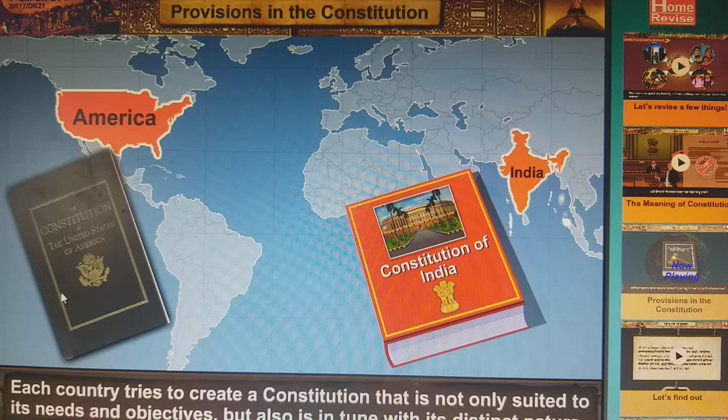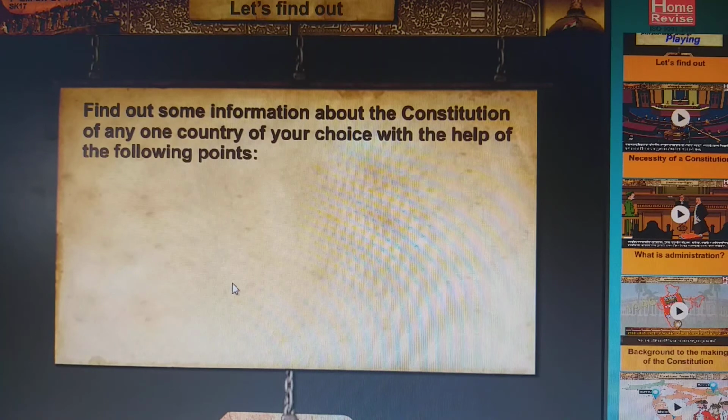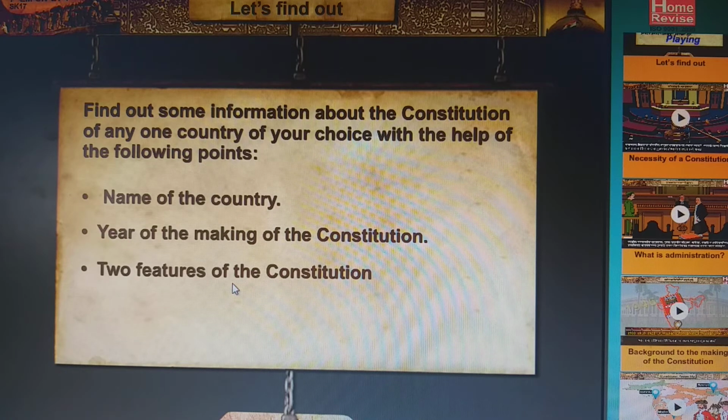America's and other countries' constitutions are different. Each of the countries has a different constitution. Now let's find out some information about the constitution of any one country of your choice with the help of the following points: name of the country, year of the making of the constitution, two features of the constitution.